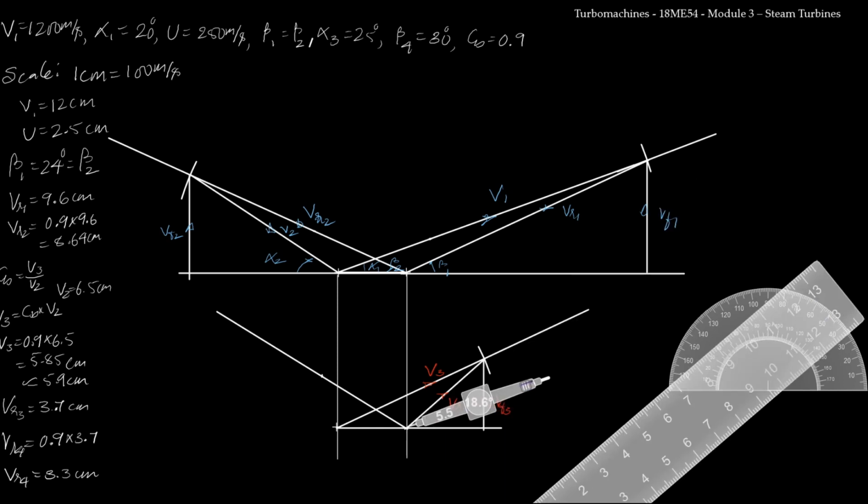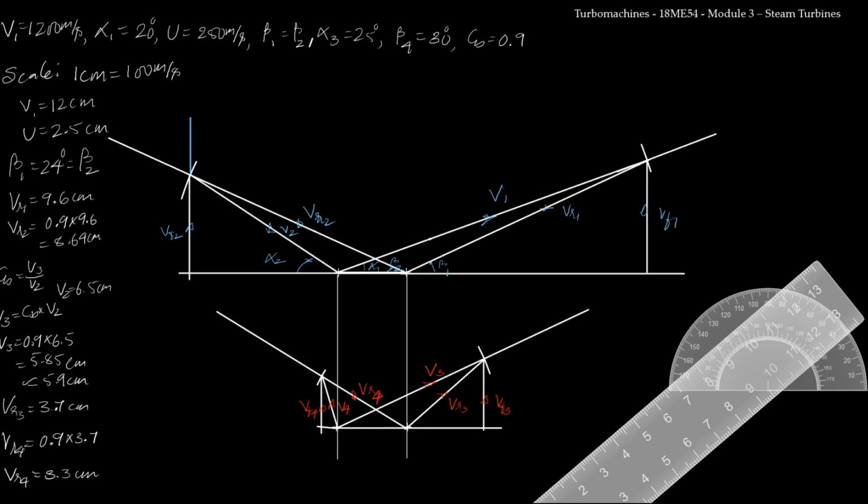Now I will reduce the length to 3.3 centimeter. Now with the help of a straight line, I will join this. Now I will complete the construction of the outlet velocity triangle by drawing a vertical and a horizontal line. Now I need to find out the power and the axial thrust. For the power, I need delta Vu for stage 1 and delta Vu for stage 2.